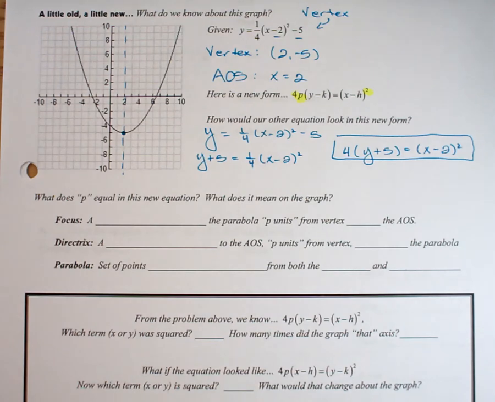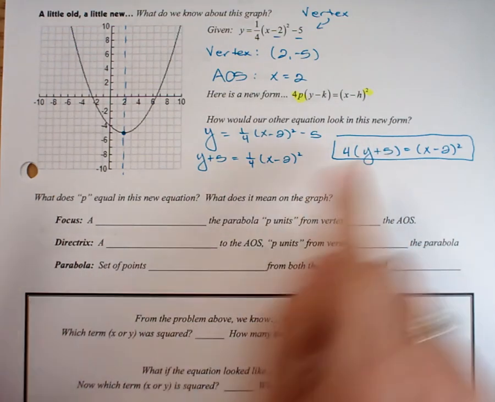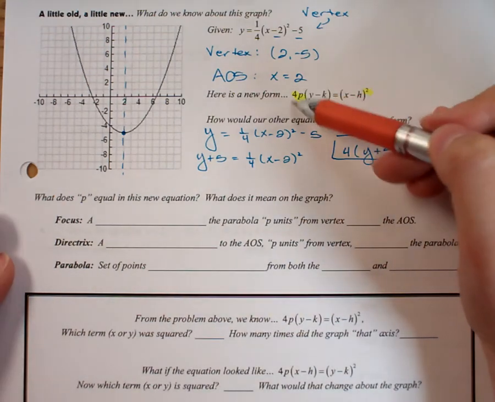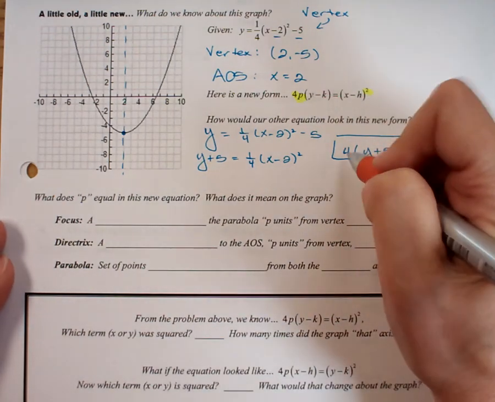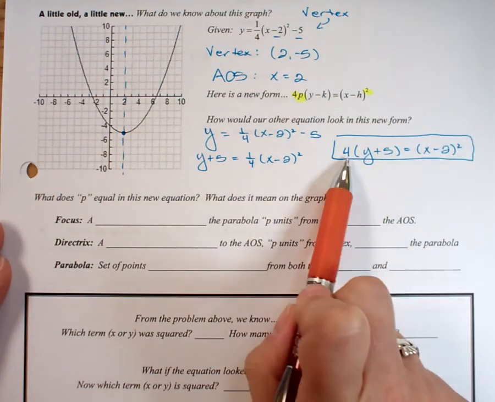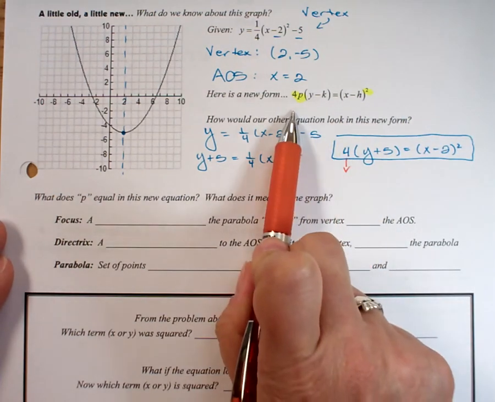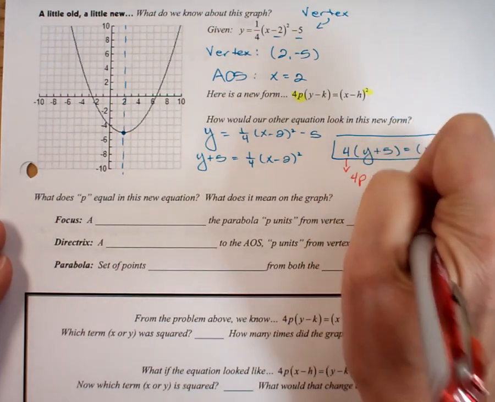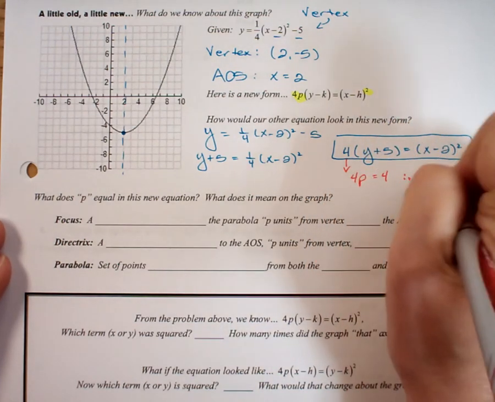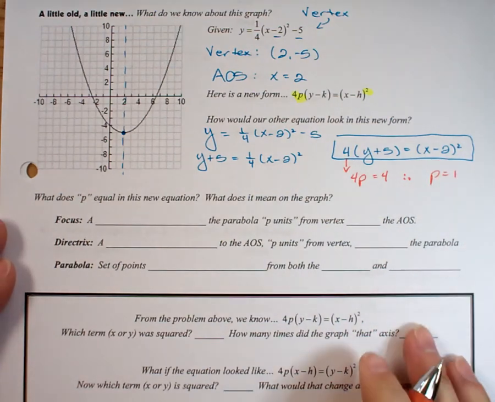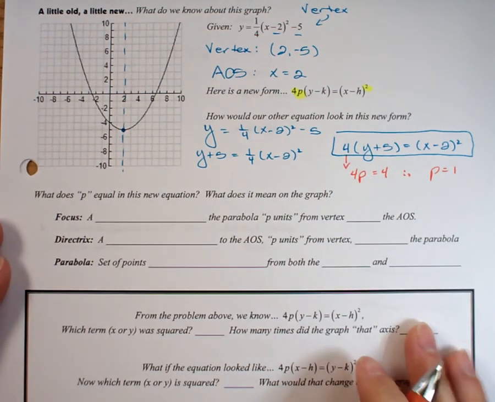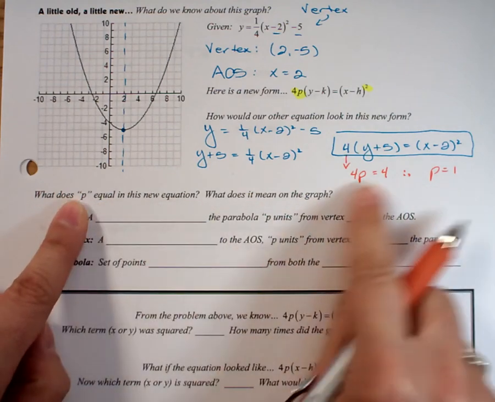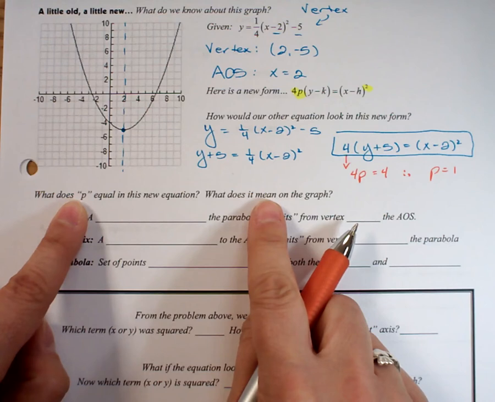So now what we want to know is, how is this new form even useful for us? Well, what we can see up above is that our new form introduces a new variable. And that tells us that this coefficient is equal to 4p. So we can take 4p and set it equal to 4 and solve for this p-value. That p-value is going to be useful for us. So now, looking down here, what does our p-value equal? It's 1. And what does it mean for our graph?